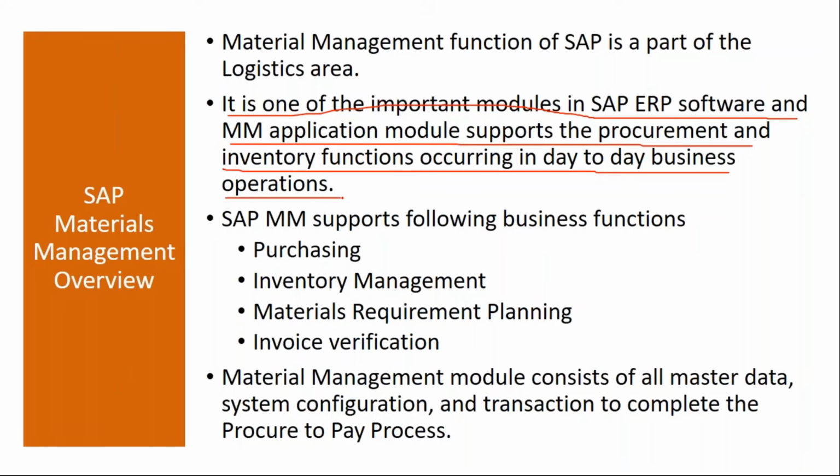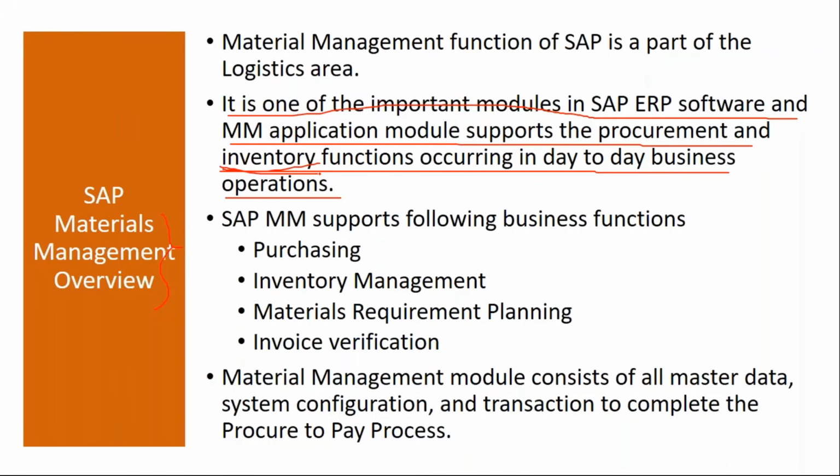Any typical manufacturing company, to produce the products, needs some raw materials. This raw material procurement will be handled by materials management. The main functions of the materials management module are procurement, basically purchasing, and inventory management, stock management.